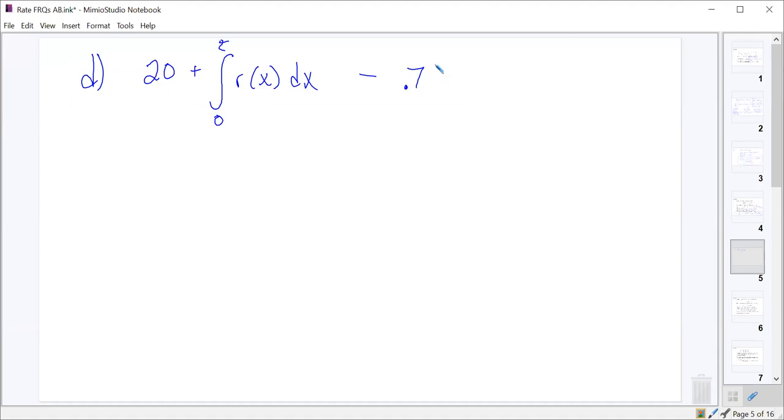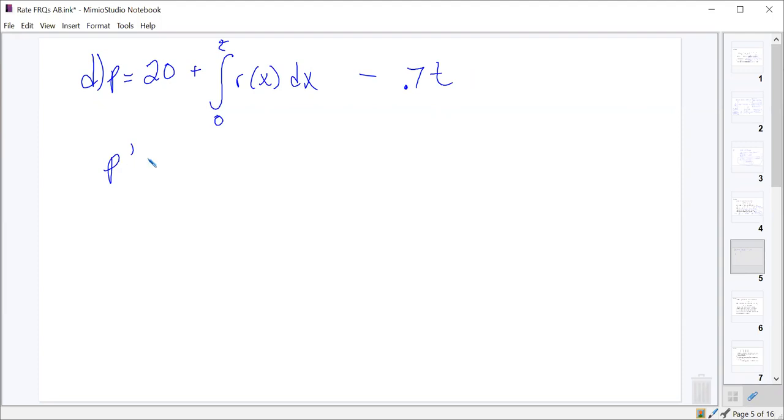0.7 every second, right? Minus 0.7 t. That's how many people are in the line at any given time. Everybody agree with that? Okay, we want to know when this function... So what do we call this? We'll just call this p equals the number of people in the line. We want to know when that's at a minimum.